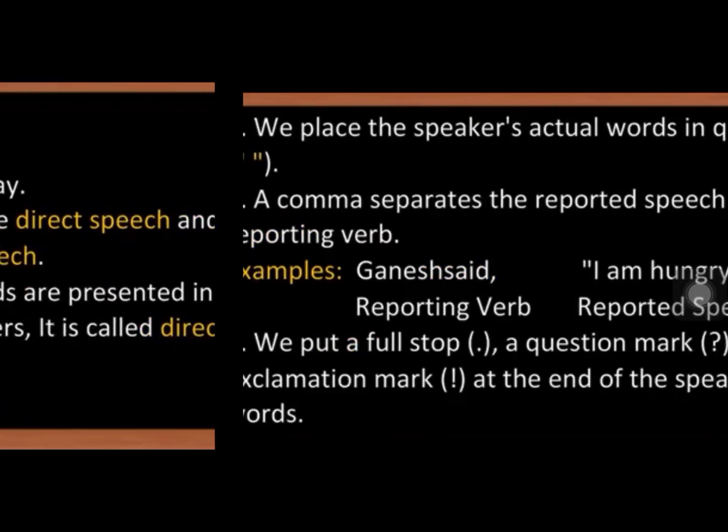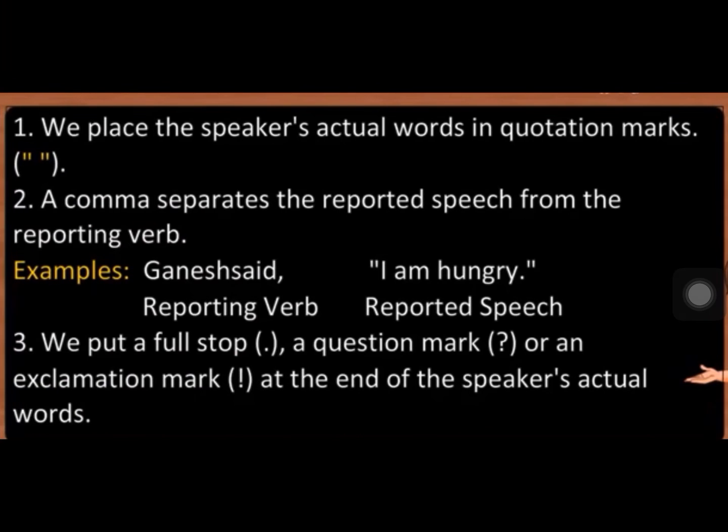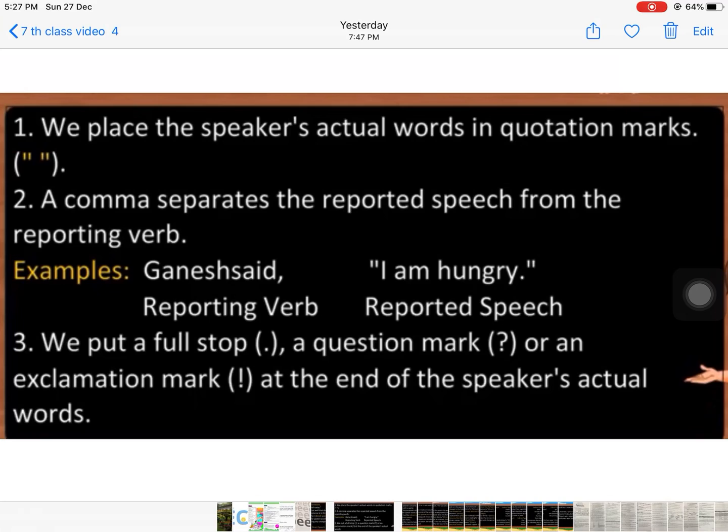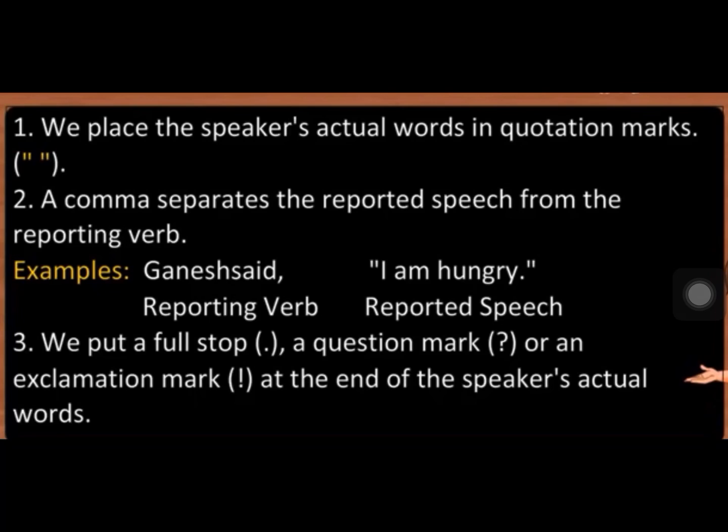Characteristics of the direct speech, or features of the direct speech. We place the speaker's actual words in quotation marks. So, where the actual words of the speaker are kept, they are kept in quotation marks. A comma separates the reported speech from the reporting verb. So, how do we separate the reported speech from the reporting verb? Comma. See here. Ganesh said, "I am hungry." Ganesh said, reporting verb. I am hungry, reported speech.